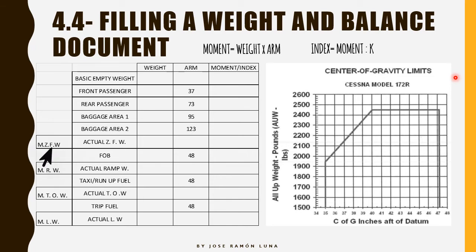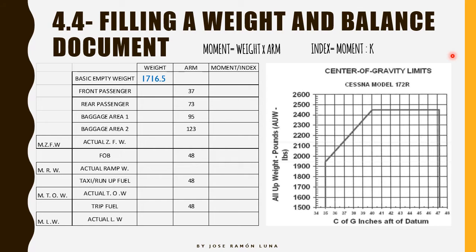Here we have the maximum zero fuel weight, maximum ramp weight, maximum takeoff weight, maximum landing weight. Those boxes are there just to be filled and to remind you what your maximums are. Okay, so if your actual is bigger than your maximum, you cannot depart. Okay, I think that's pretty easy to understand. Anyway, that's just the model of the Cessna, and that's the center of gravity, as I said before. We will see how to use this graph after.